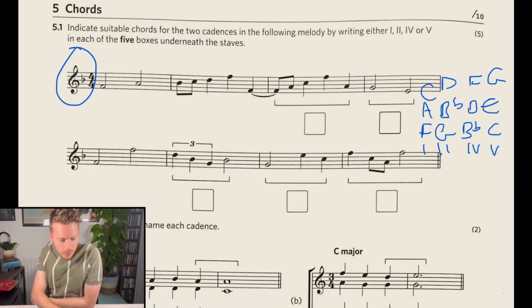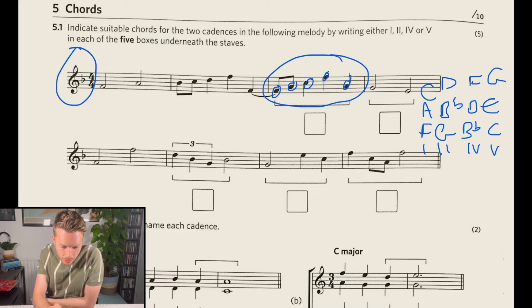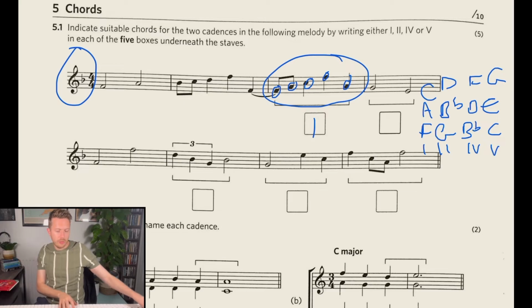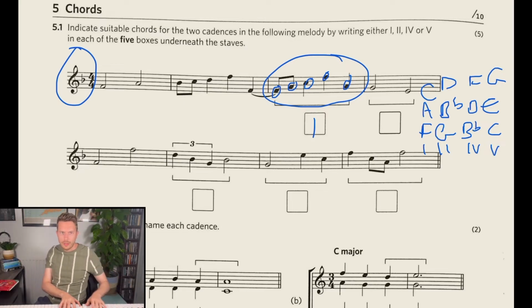Okay, so we have these notes here. We want F, A, C, F, A. So that is just chord 1, because that fits in with these notes. Basically the whole point of this is that we're trying to harmonize this melody.